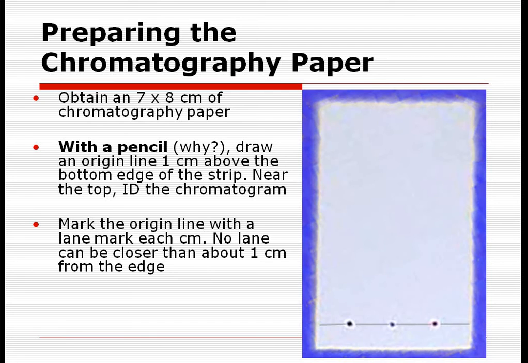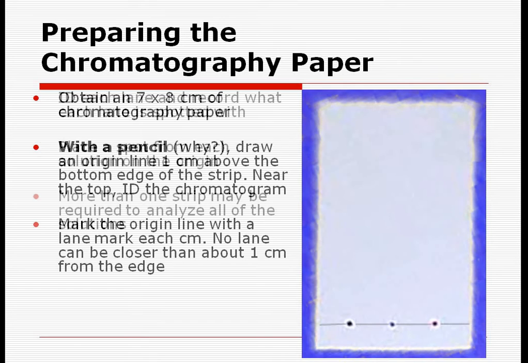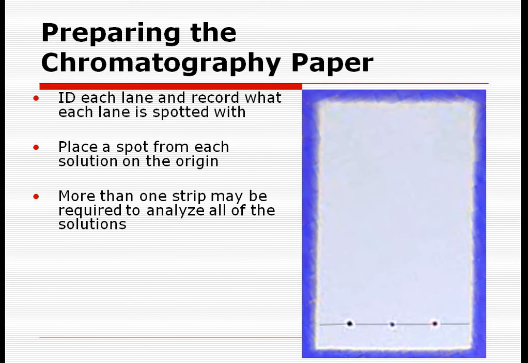These are shown in the chromatographic paper with 3 spots on the origin line, which is 1 centimeter from the edge. Preparing the chromatographic paper, ID each lane and record what each lane is spotted with. Place a spot from each solution on the origin. More than one strip may be required to analyze all the solutions.